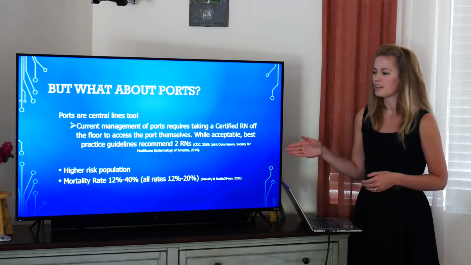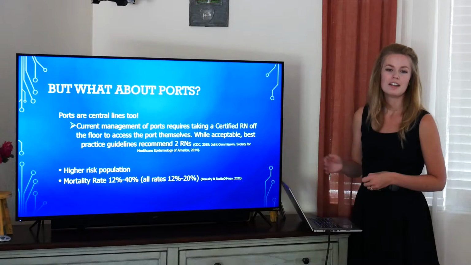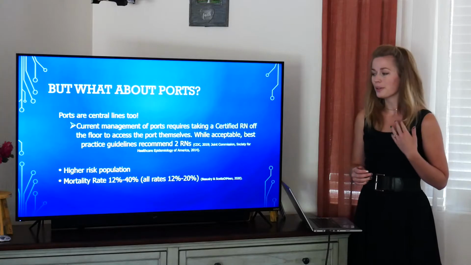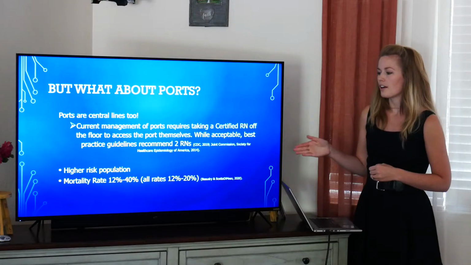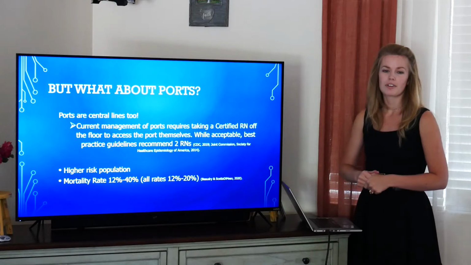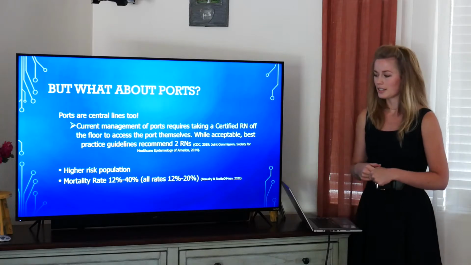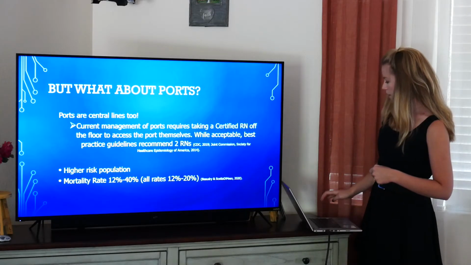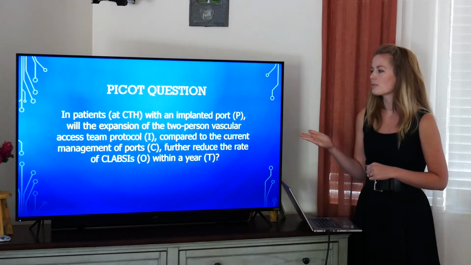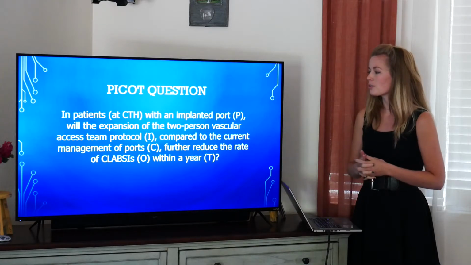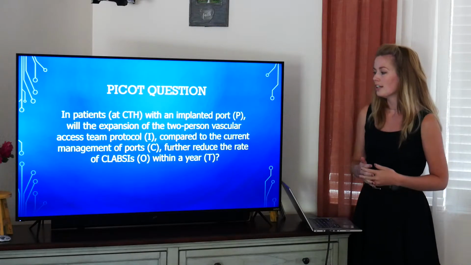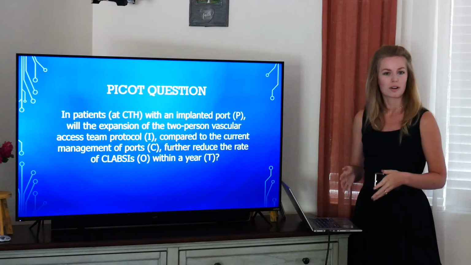What's important about this population is that they are a higher risk population. They are usually immunocompromised because they are receiving chemotherapy through their implanted port. And then just because of that fact alone, their mortality rate is going to be much, much higher, which increases their risk for having a CLABSI occur in the first place. This developed my PICOT question that I've been using for this class, which would be, in patients with an implanted port, will the expansion of the 2-person vascular access team protocol compared to the current management of ports further reduce the rate of CLABSIs within a year at Carson Tahoe Hospital?